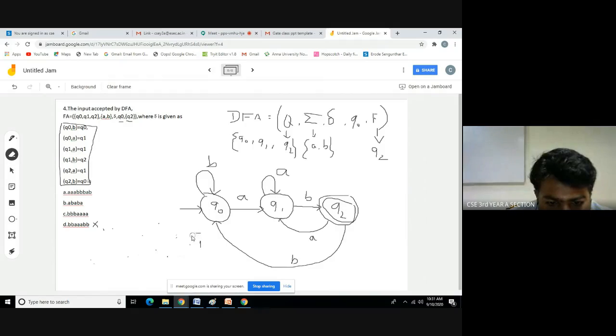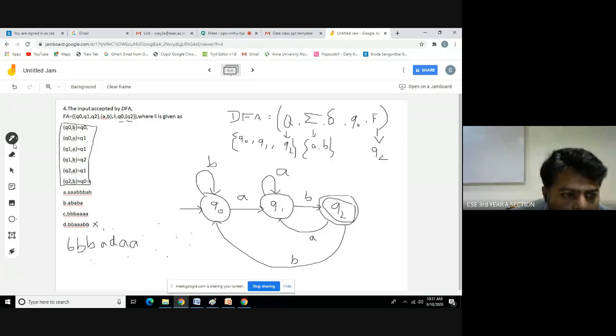So what is the input now? My input is B, B, B, A, A, A, A. Okay. So now I want to check whether this input is accepted by the DFA or not.